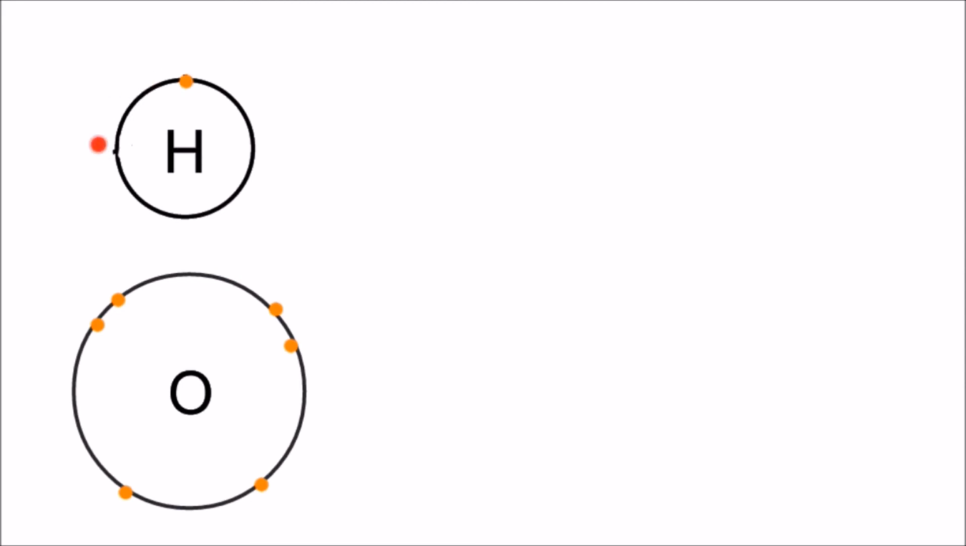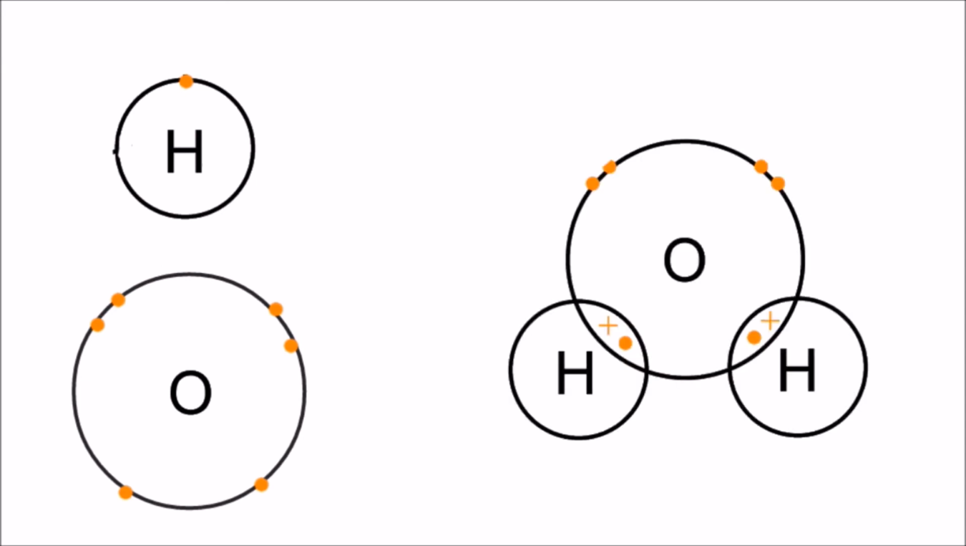In this scenario, hydrogen needs 1 more electron whereas oxygen needs 2 electrons. Hence, 2 hydrogen elements come together to share electrons with 1 oxygen element. And this forms a bonding called covalent bonding, and this product compound is called water, which is H2O.